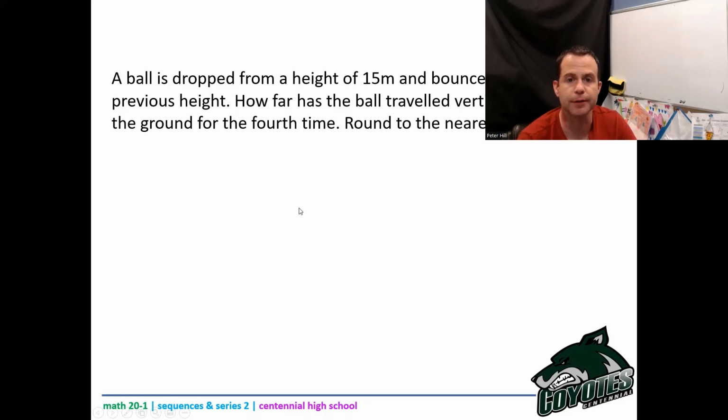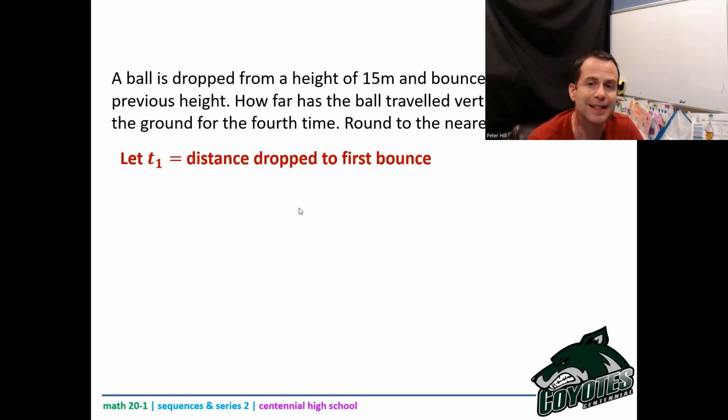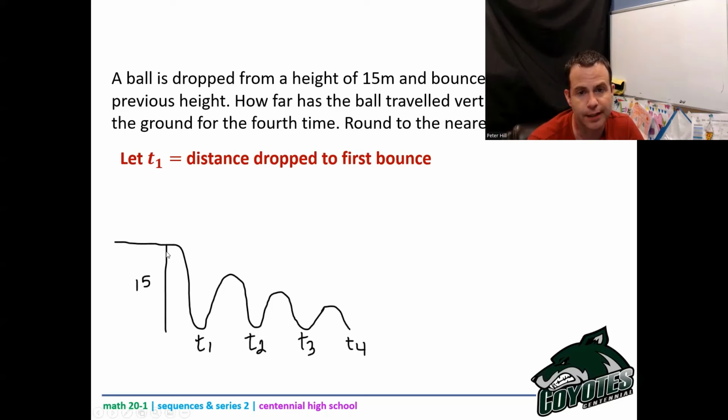So I'm going to draw myself a little picture. T of 1 is going to be the distance dropped to the first bounce. I'm dropping the ball, and then T of 1, this distance right here, would be T1, and then this would be T2 here, and then this would be T3, and then this would be T4. I want to know the total distance the ball has traveled vertically when it hits the ground for the 4th time. Well, I know that this is geometric.